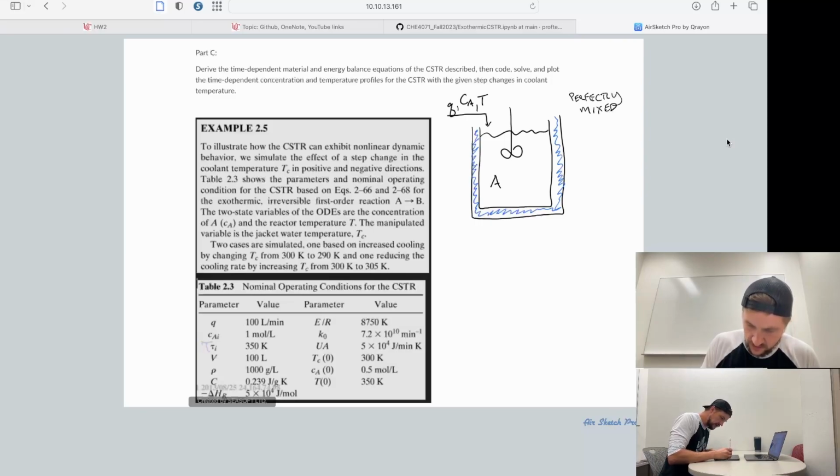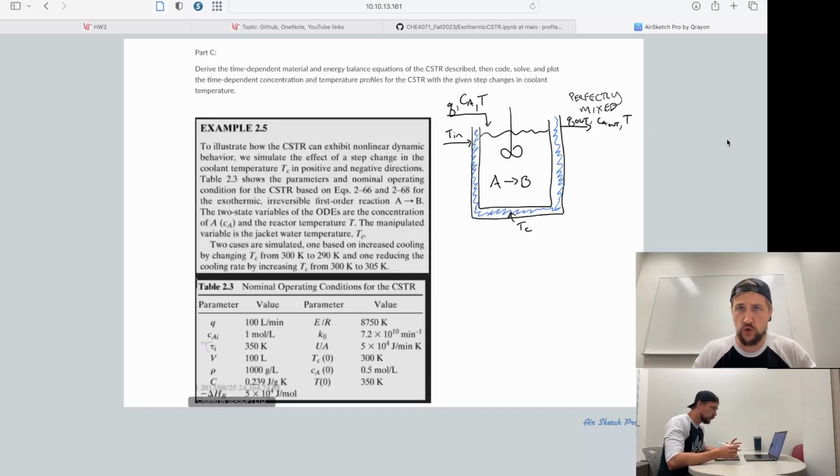As A goes to B, we have our Q out, our CA out at a particular temperature out. And then we have a temperature coming in, and at any particular time we have the temperature of our coolant.